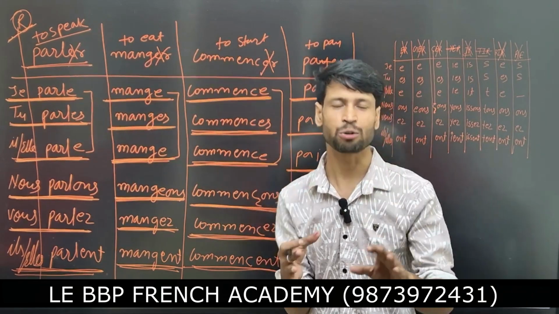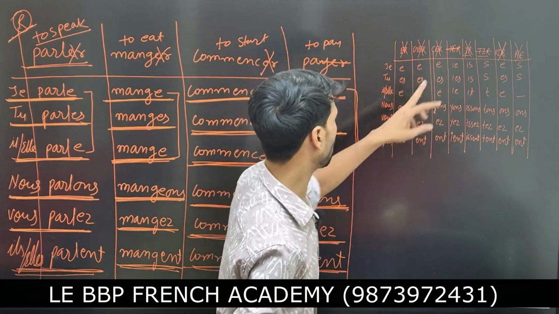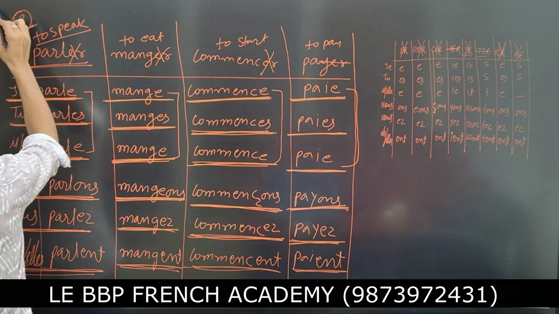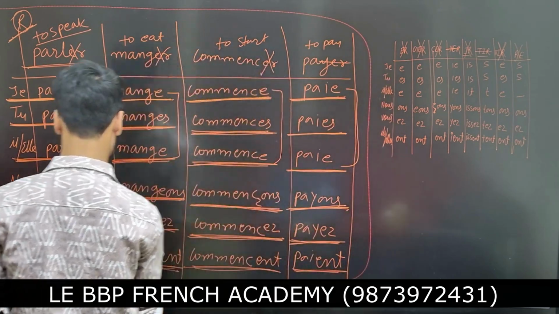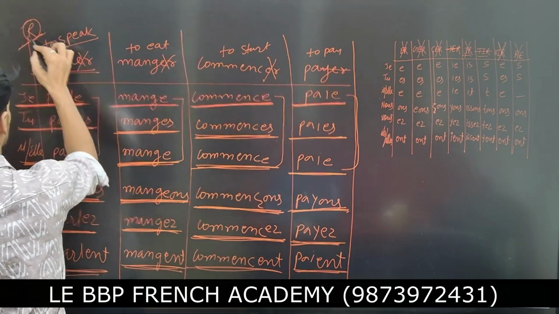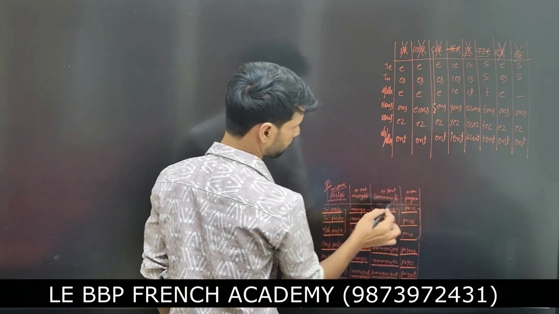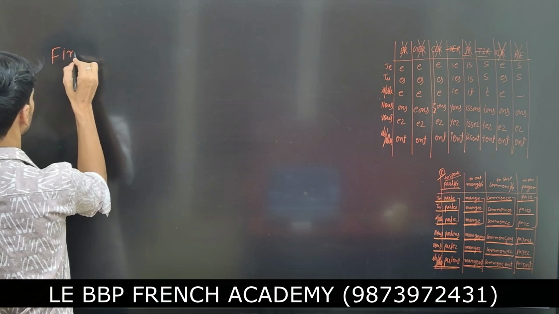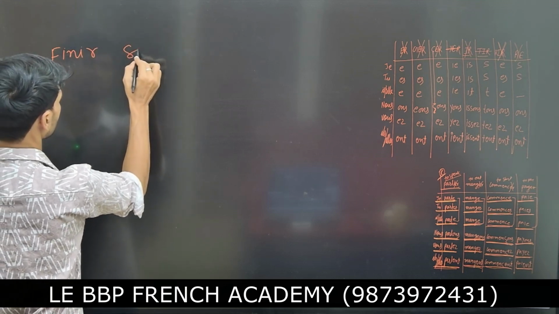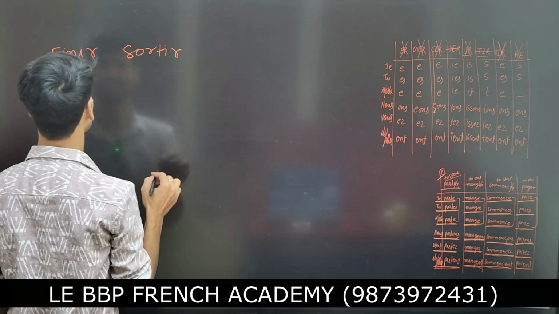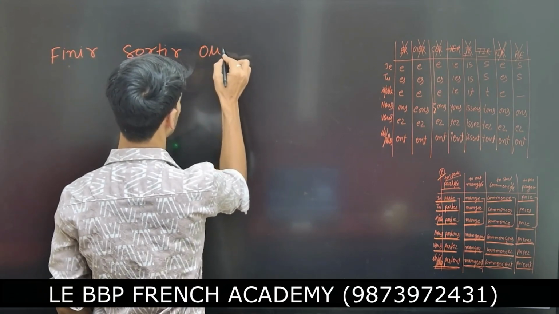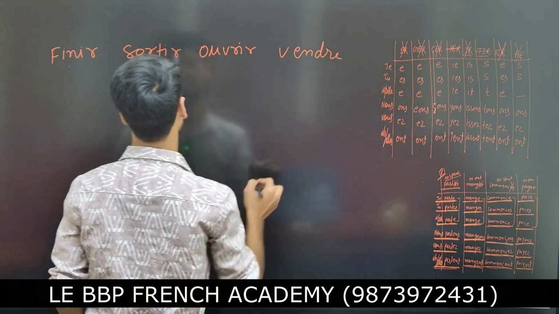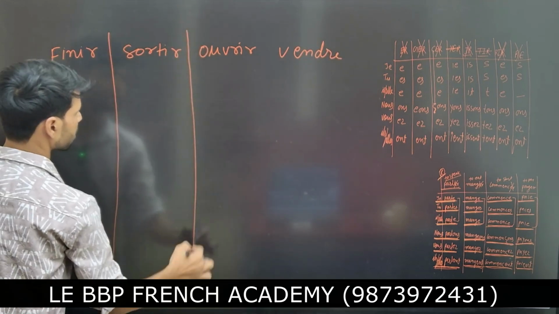Then you can know how to use the table and the rest, like how to make IR, TIR, RIR and RE verbs. Look here. Okay. So now finir, it's an IR ending. Sortir, it's a TIR ending. Ouvrir, it's a RIR ending. And vendre, it's an RE ending. How to make it? Very simple process.